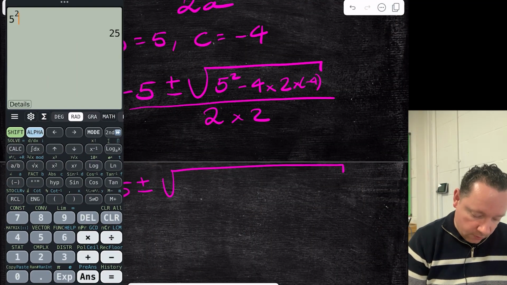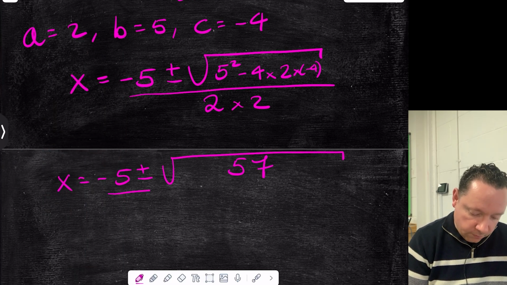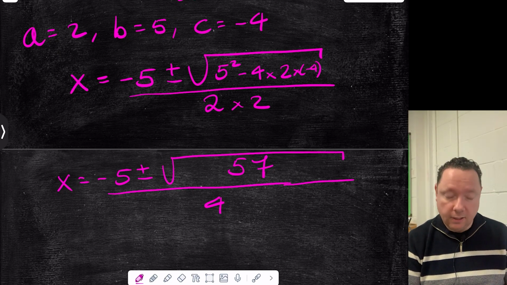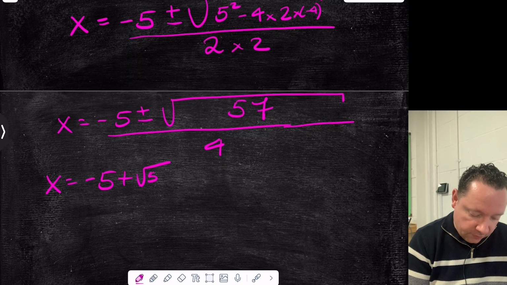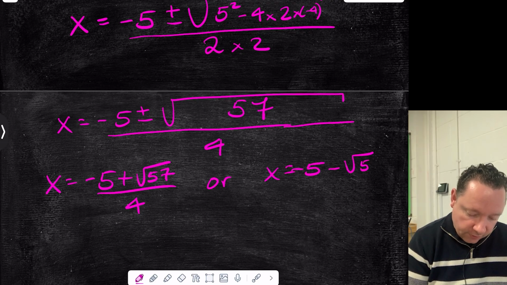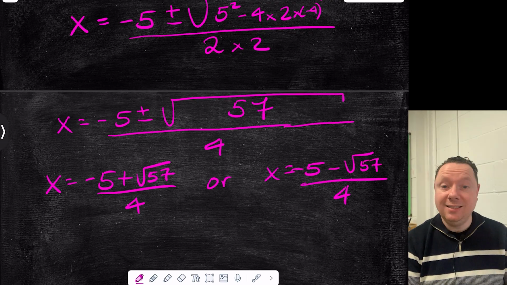5 squared minus, let's just do 4 times 2 times minus 4, that's 57, all over 2 times 2, that's 4. Make sure that's a big, long line there. So x equals minus 5 plus root 57 over 4, that's one answer, or x equals minus 5 minus root 57 over 4, that's going to be your second answer.